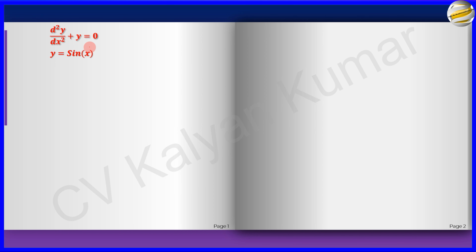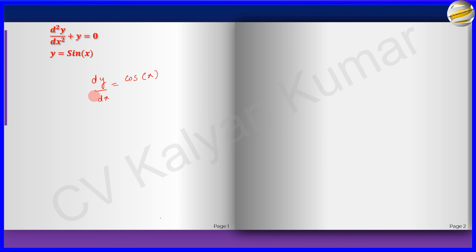Now you might wonder, how is this an equation? How is this a solution of this equation? Well, all you have to do is find dy by dx first. And as you can see, dy by dx of sine x would be cosine x.